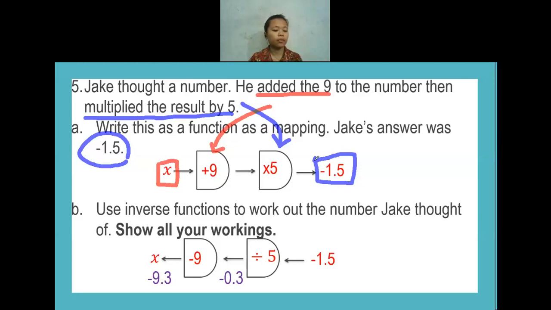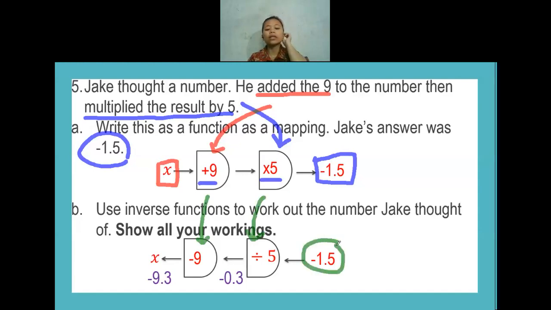That's it. And then for question B, we have to use the inverse function to work out the number that Jake thought of. Because it is an inverse function, we copy and paste the function machine, but the arrows go in a different way. And then all the calculations here, we do the opposite. Times 5, the opposite of times 5 now becomes divided by 5. And then plus 9, the opposite of plus 9 is minus 9. So the output now becomes the input.